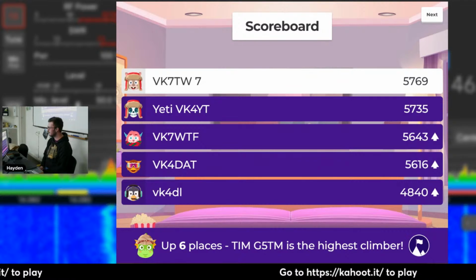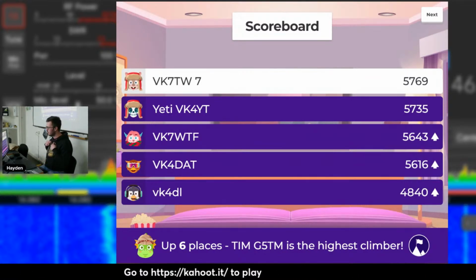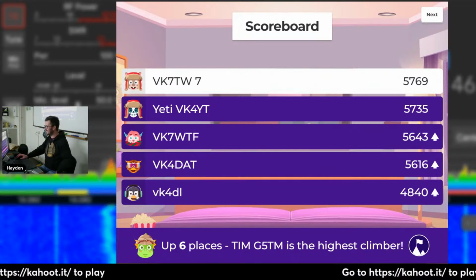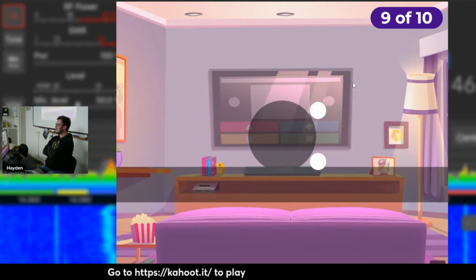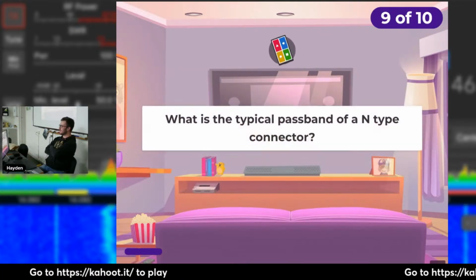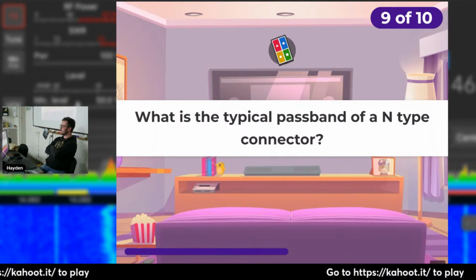VK7TW7 in first place still. Yeti VK4YT in second. Sean in third place. VK4DAT in fourth. Lots of VK4s on the board. Oh, that's right. Double points. Second last question. What is the typical passband of an N-type connector?